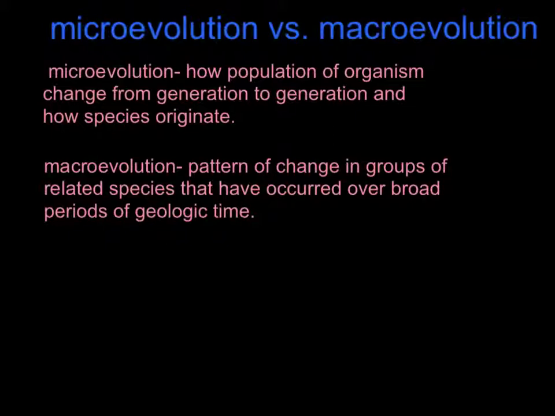Here we are defining microevolution versus macroevolution. Microevolution, at the top, is how a population of organisms changes from generation to generation and how species originate. And then we have macroevolution, and that's the pattern of change in groups of related species that have occurred over broad periods of geologic time.